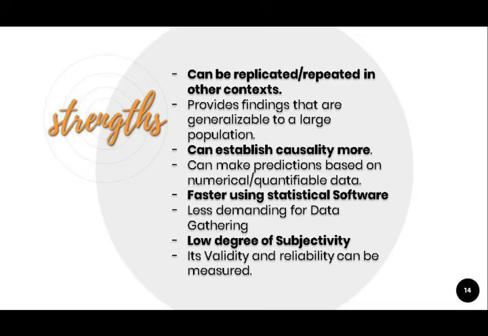Second, it can establish causality more. As you can see, we can predict the data. Based on the numbers, we can see whether a variable really affects the other variable, such as whether face-to-face learning can really enhance academic performance. Third, it is faster using statistical software. The data gathering procedure is very easy nowadays because of software that we use, such as SPSS or QI Macros. And it has a very low degree of subjectivity. We cannot manipulate numbers. Whatever the result is, the findings can be expressed through numbers as well.